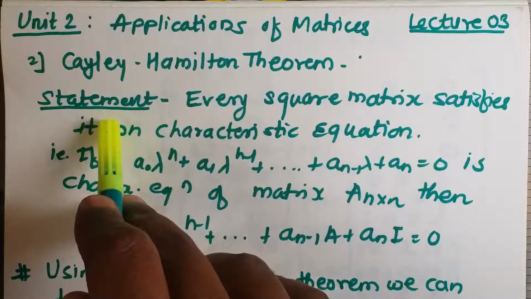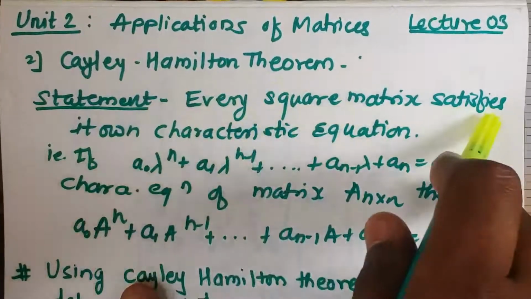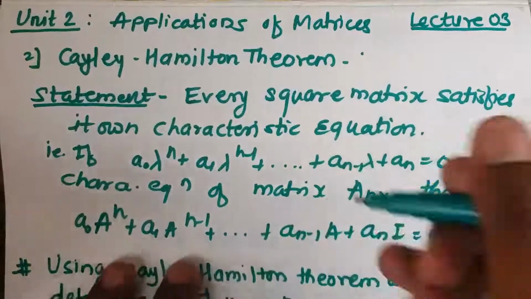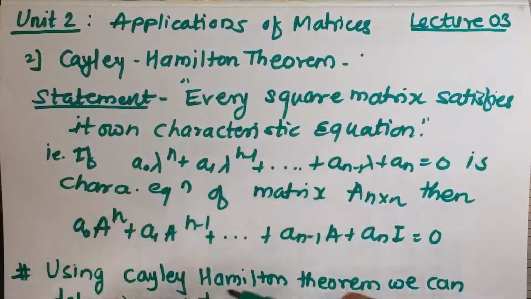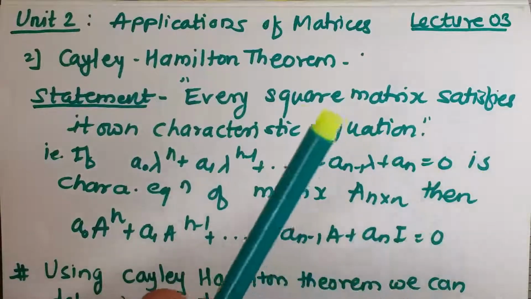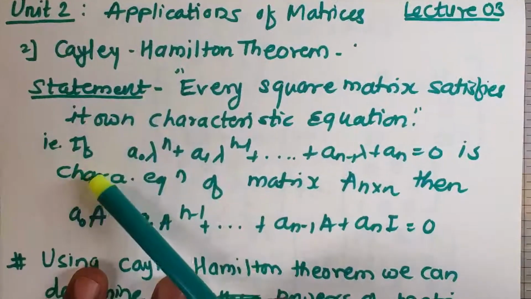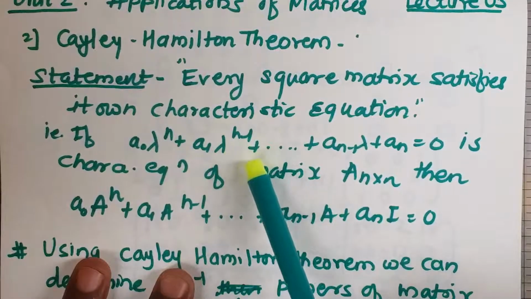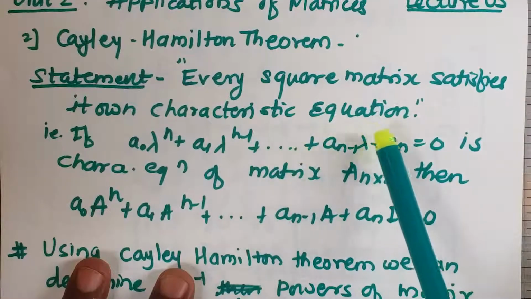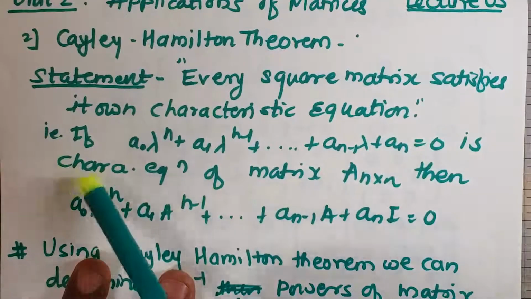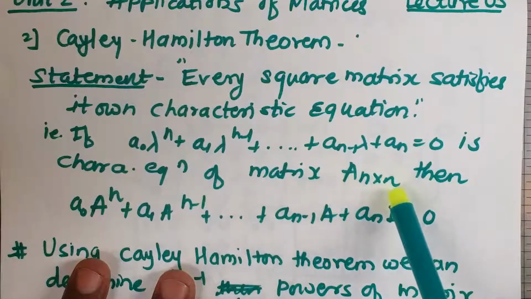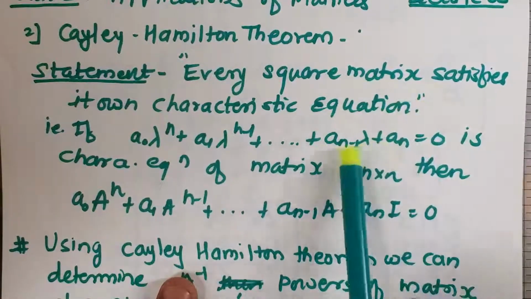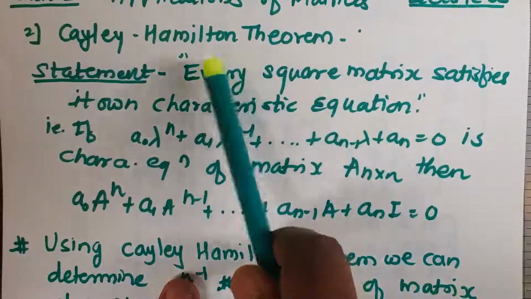The statement of this theorem is: every square matrix satisfies its own characteristic equation. The statement is very short. Every square matrix satisfies its own characteristic equation. That is, mathematically, if a0 lambda to the power n plus a1 lambda to the power n minus 1 plus dot dot dot plus an minus 1 lambda plus an equals 0 is the characteristic equation of the matrix A of order n by n, then the matrix A will satisfy its own characteristic equation. This is by the Cayley-Hamilton theorem.